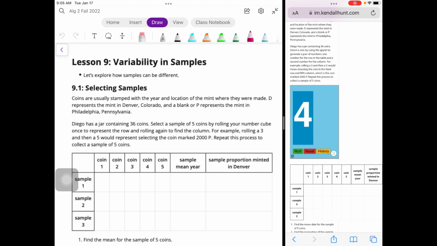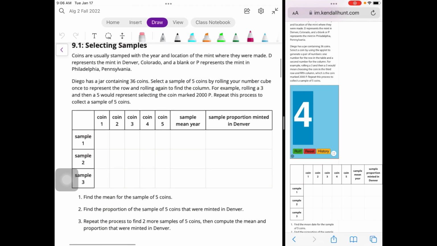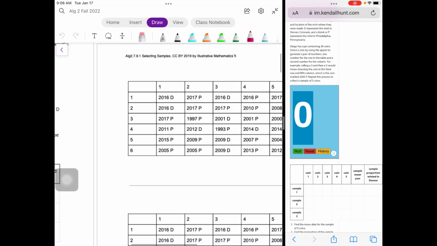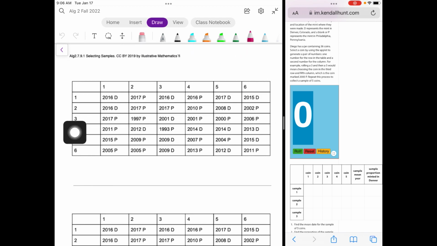Okay, so in 9.1, selecting samples, coins are usually stamped with the year and location of the mint where they are made. D represents the mint in Denver, Colorado, and a blank or P represents the mint in Philadelphia, Pennsylvania. Diego has a jar containing 36 coins. Select a sample of 5 coins by rolling your number cube once to represent the row, and then rolling again to find the column. So for example, rolling a 3 and then a 5 would represent selecting the coin marked 2000P because we're using this table here. So we said 3 and then 5, so row 3, column 5, that's 2000P.